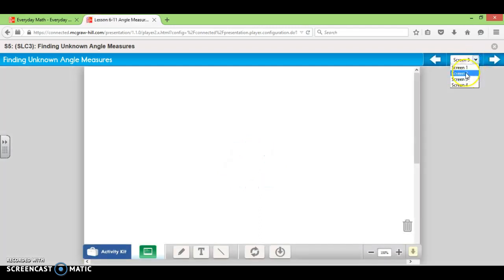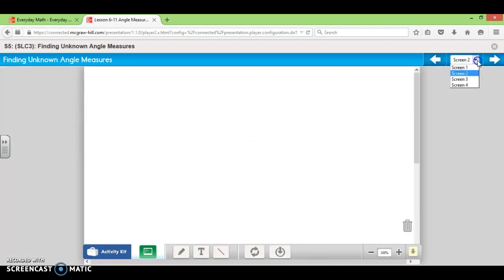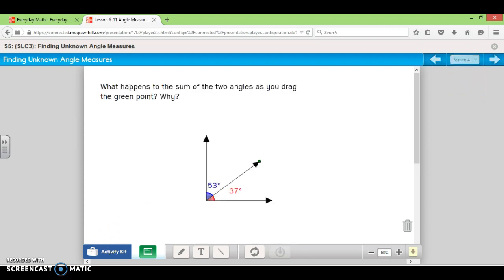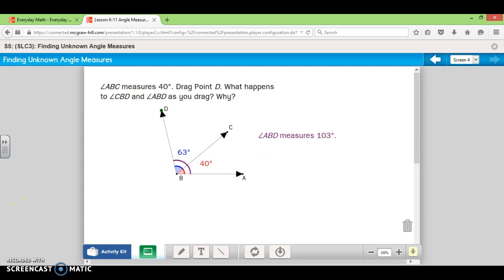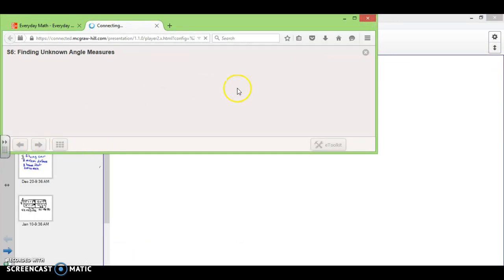And there's a blank screen. Maybe this was the screen I wanted. Nope, that was not. Nope. We're having some technical difficulties today. I think this was. Alright, so that's not the screen I want. Let's look here.